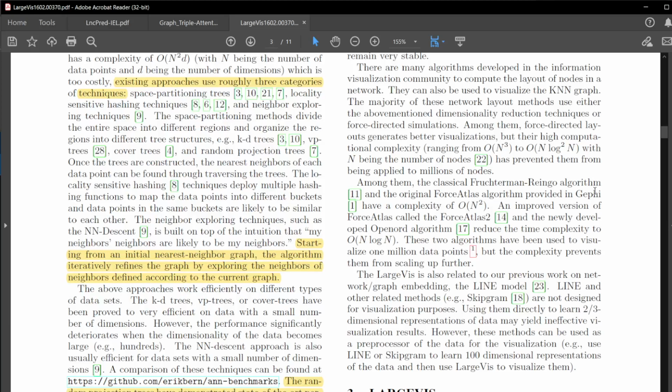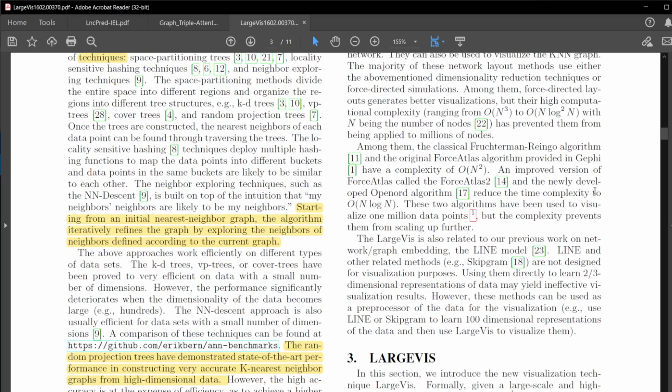The LargeVis is also related to our previous work on network/graph embedding, the LINE model [23]. LINE and other related methods, for example, skip-gram [18], are not designed for visualization purposes. Using them directly to learn 2 or 3 dimensional representations of data may yield ineffective visualization results. However, these methods can be used as a preprocessor of the data for the visualization. For example, use LINE or skip-gram to learn 100-dimensional representations of the data and then use LargeVis to visualize them.